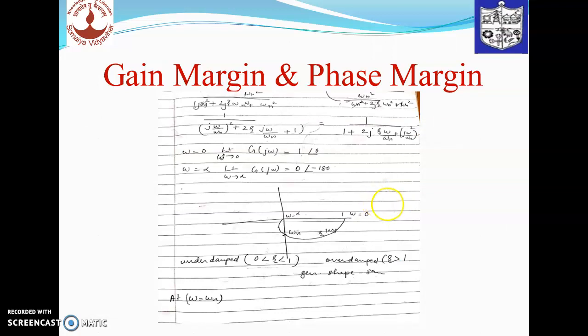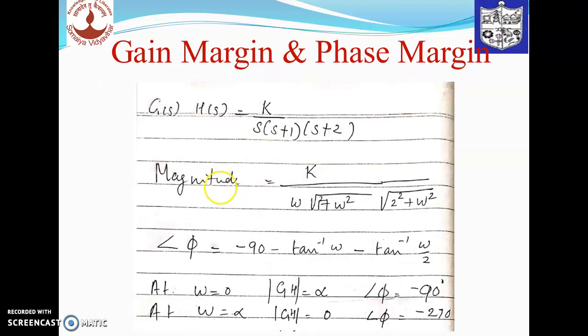Now we will solve a problem. This is the same problem which we did in the beginning for a simple quadratic pole, which we have seen as omega n, which we discussed at that time. Now we'll solve a problem where my open loop transfer function is given, so I can calculate the magnitude and phase. Now at omega equal to 0, the magnitude is infinity and angle is minus 90. At omega equal to infinity, the magnitude is 0 and angle is minus 270.